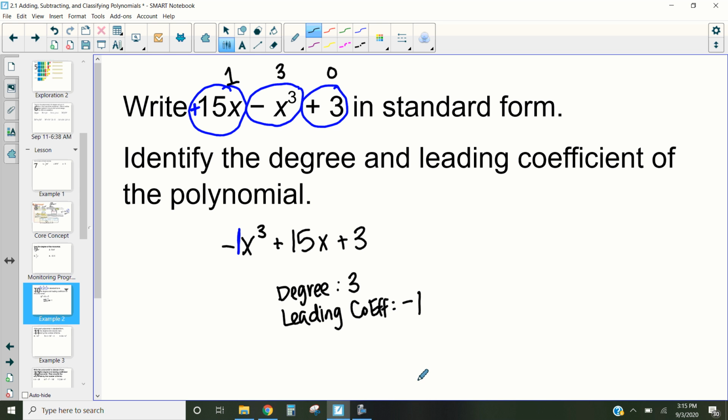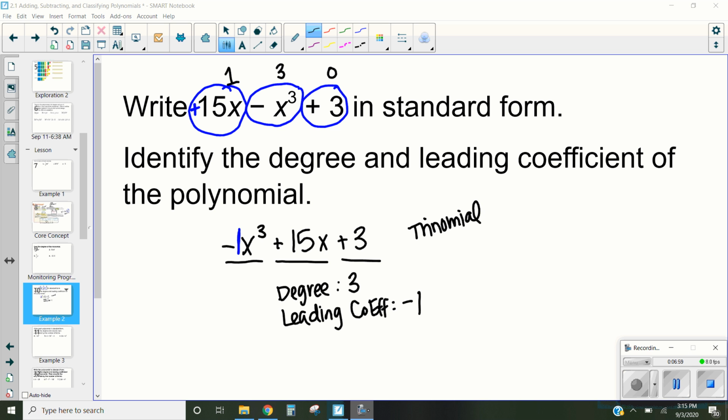Notice how this polynomial has 3 parts. We could also call this polynomial a trinomial because it has 3 terms, term 1, term 2, term 3, just like we circled those 3 terms up above. So that is how we would rewrite something in standard form, identify the degree and the leading coefficient, and we can also classify it as a trinomial because it has those 3 terms.